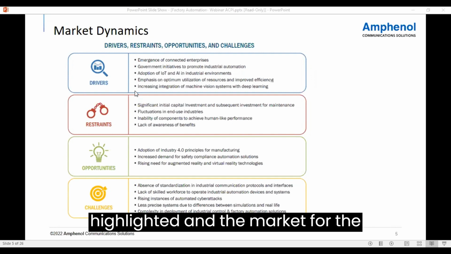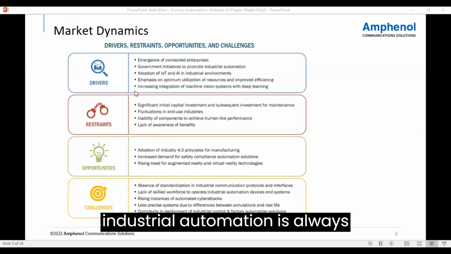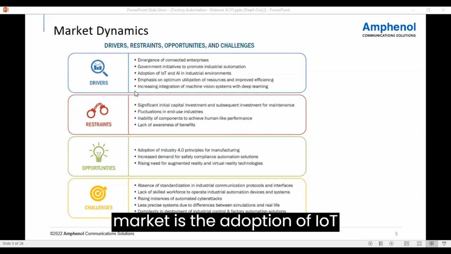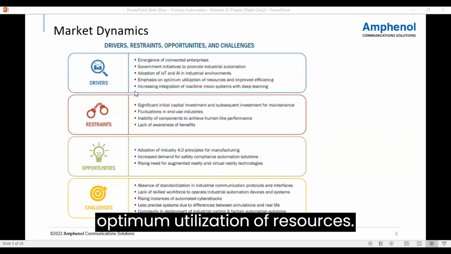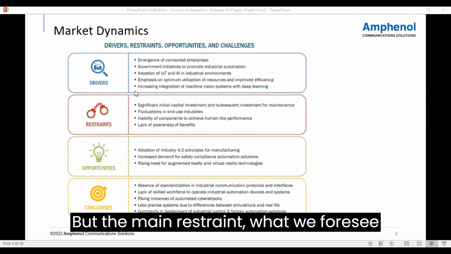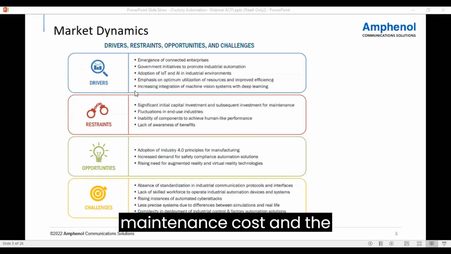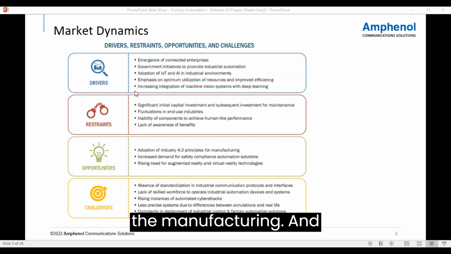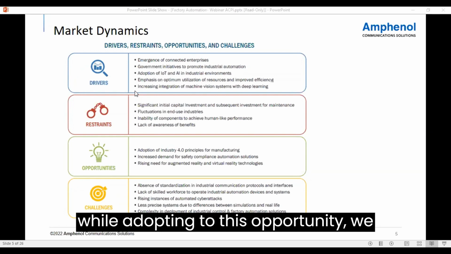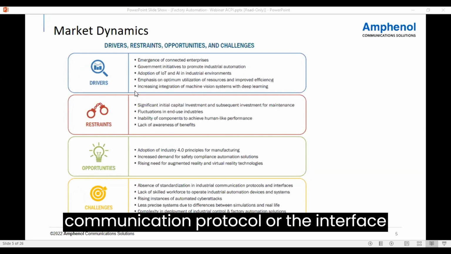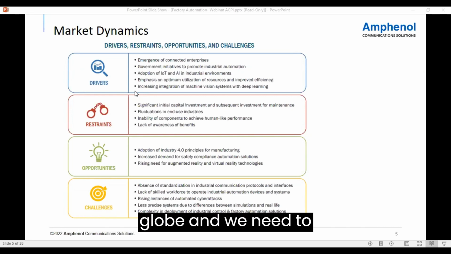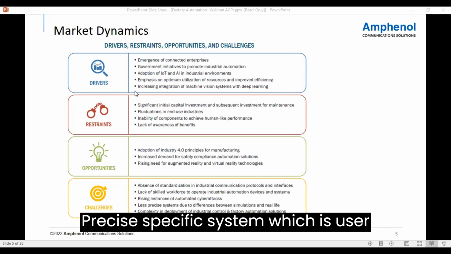The focus components and solutions are highlighted, and the market for industrial automation is always dynamic in nature. The key drivers affecting the market are the adoption of IoT and artificial intelligence with the optimum utilization of resources. But the main restraint we foresee is the huge capital investment and the maintenance cost. The opportunity we are seeing is the adoption of Industry 4.0 principles for manufacturing. While adopting this opportunity, we see a challenge that there is no standardization in industrial communication protocol or the interface being used. So there are a lot of cyber attacks happening all over the globe, and we need to find a way out of this. Together we are trying to build a precise, specific system which is user-friendly and non-breachable.